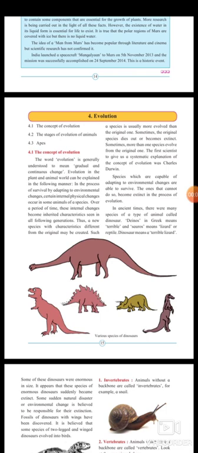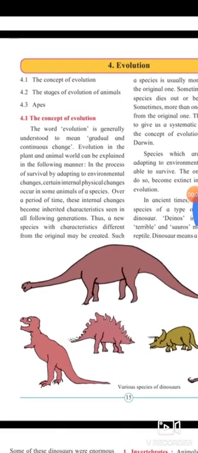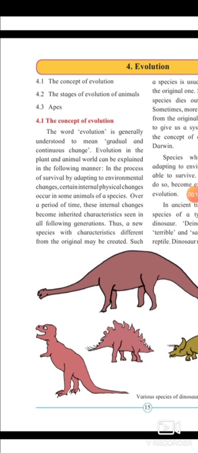Today's topic is evolution. 4.1 The concept of evolution. 4.2 The stages of evolution of animals. And 4.3 apps.